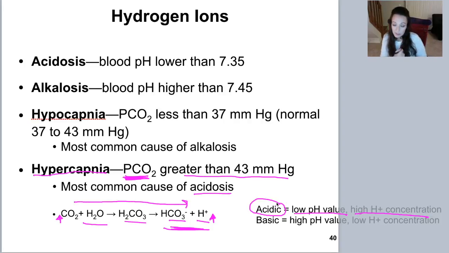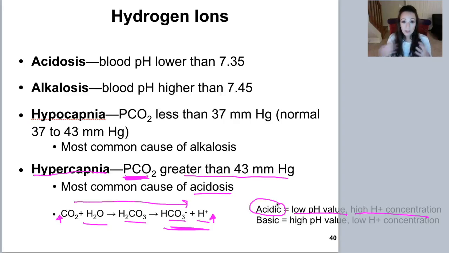So I really want you to spend the time and think about how this works. Okay? I want you to use this equation, memorize this equation, memorize how it shifts if you need to. Say, okay, if I have low CO2 levels, if I have hypocapnia, what will occur? What will happen with my hydrogen levels? Will my hydrogen ion levels increase or decrease? Will my pH value increase or decrease?